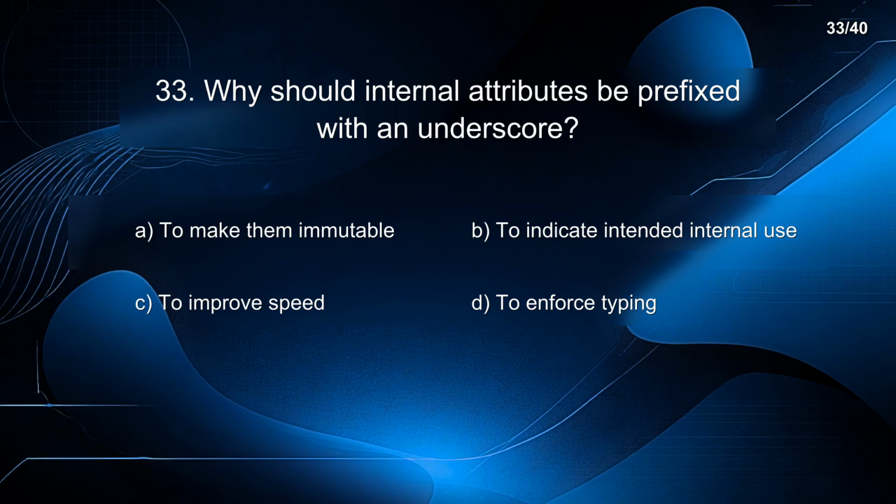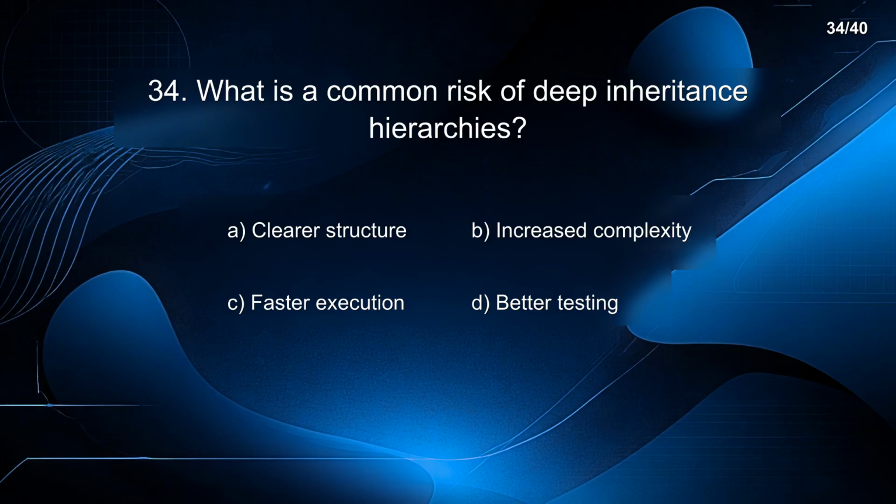Correct answer is B. To indicate intended internal use. 34th question. What is a common risk of deep inheritance hierarchies? A. Clearer structure. B. Increased complexity. C. Faster execution. D. Better testing.